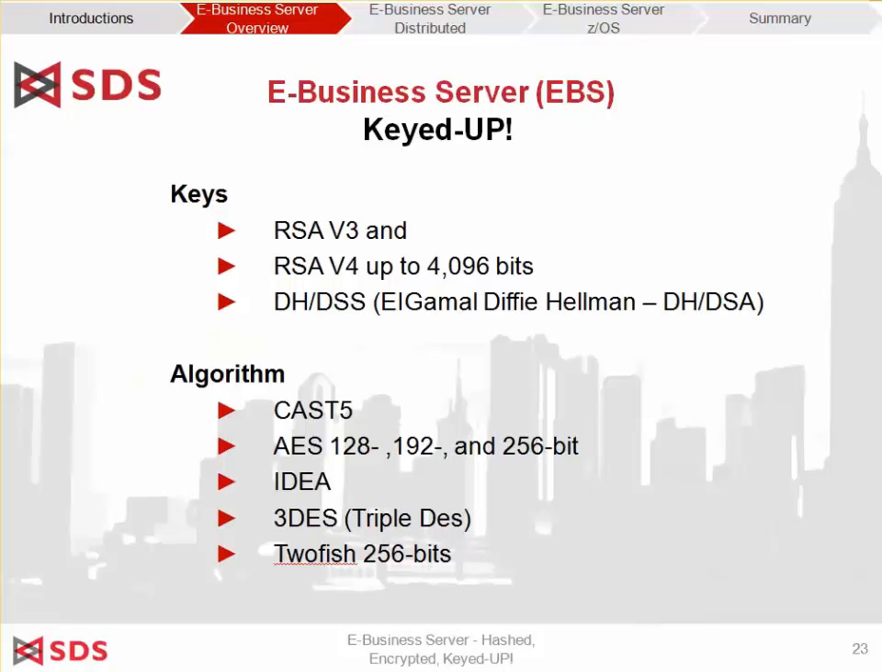You can specify which encryption algorithm E-Business Server should use to encrypt the session key. Note that RSA legacy keys will always use IDEA. There are 7 values for the cipher algorithm: 3DES or triple DES, AES 128, AES 192, AES 256, CAST5, IDEA, and Twofish.